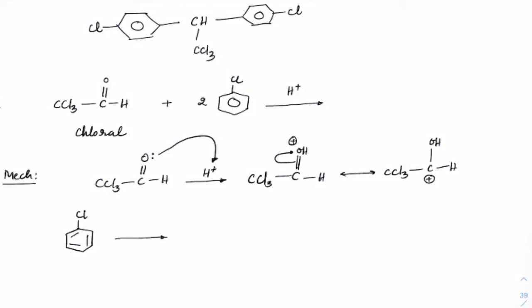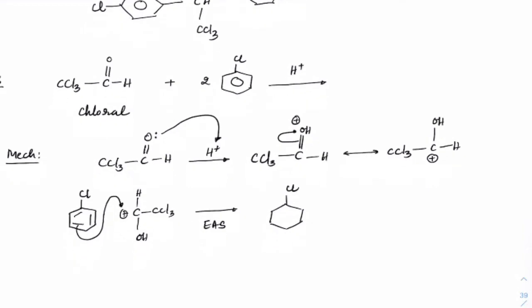So on chlorobenzene, this CH CCl3 plus and OH will undergo electrophilic aromatic substitution, and thereby we will get chlorine. Okay, let me attack it from the para position because I'm writing the major product of it. So we will get here C, OH, H and CCl3. This is what we will get. Right, so this is the first step, this is the second step.